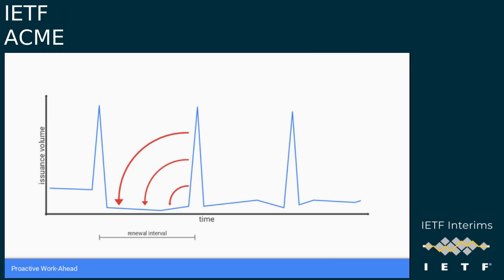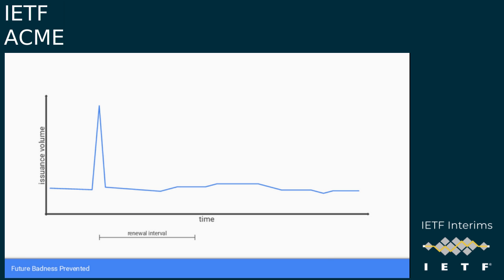Next slide. Because if we could do it, we could smooth this out. We would still have that first big issuance spike for whatever reason, but then we could do proactive work ahead, smooth it out, and go back to normal issuance levels immediately. So the question is, how do you do this? And my proposal is with RE. So go to the next slide.